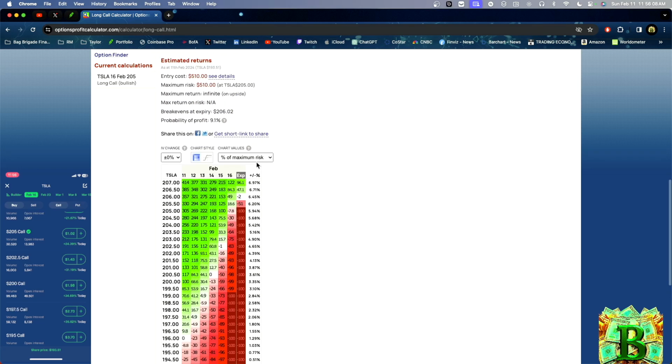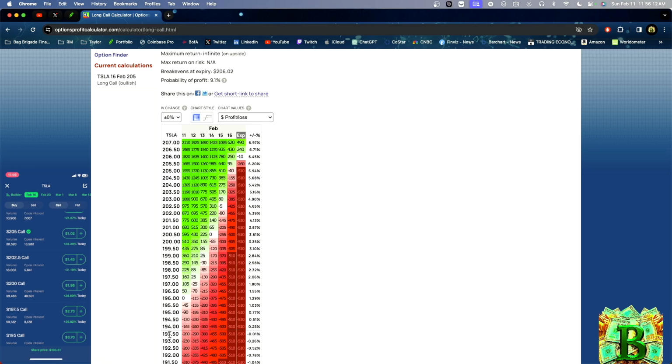And you can switch around with this, but let's see, profit loss. So right away tomorrow, if Tesla opens at 194, now granted, you have to think like you bought this contract on Friday, so you've been holding it over the weekend. So the time decay has taken a little bit of an effect here. So you technically could be down about 50%, but I'm not 100% sure about that.